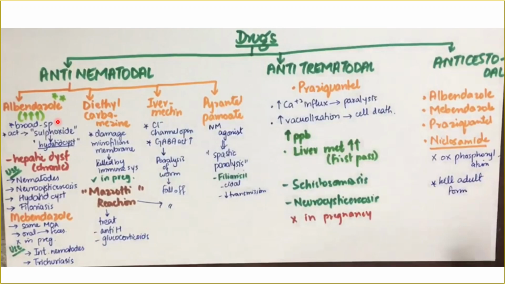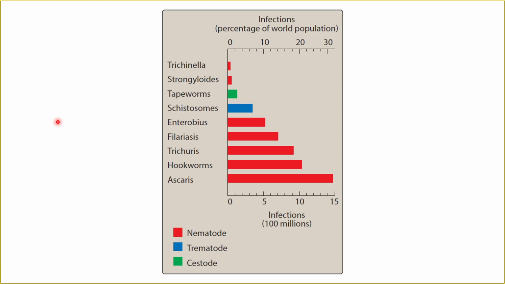Then if we look at the distribution of the diseases, the most commonly seen infections are nematodes, and that includes ascarids, hookworms, filaria, and Enterobius. Then the less common are trematodes, like schistosomes, then cestodes, only tapeworms. These are the longest worms in the world. Some of them can be up to several meters long, and also some strongyloides and trichinella.